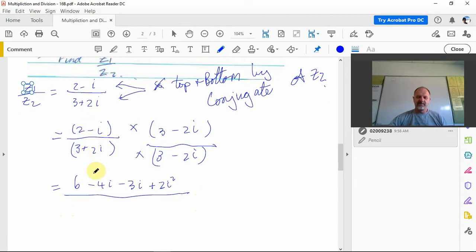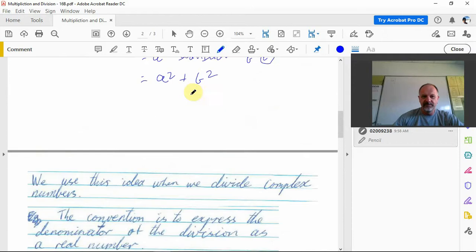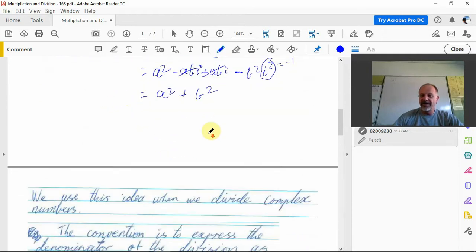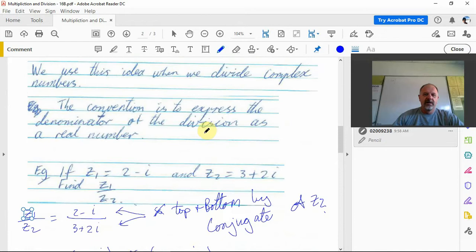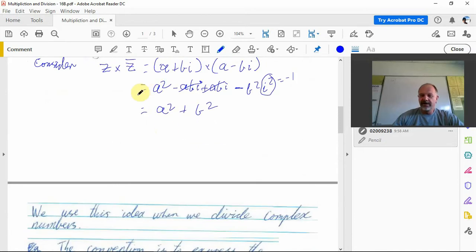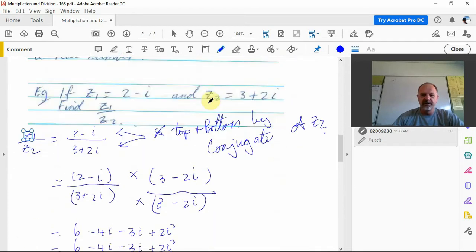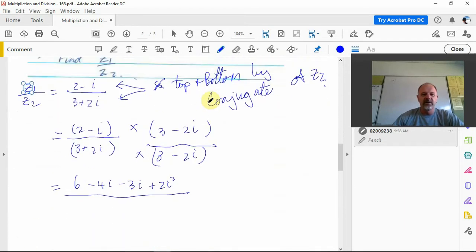Over the denominator, you can expand this out if you like, or you can remember this fact up here, that when you multiply a number by its conjugate you get the real part squared plus the imaginary part squared. If you forget that relationship, you can just do the multiplication, so you don't need to stress about things like that.